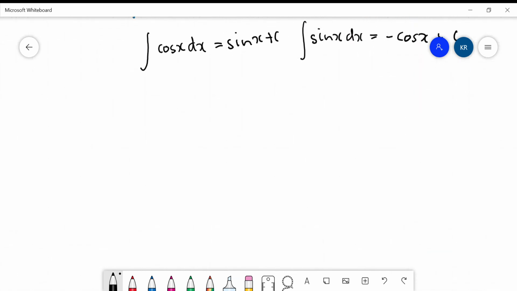Okay, so now we have a general idea of how to integrate trig functions. So let us now go more into depth about those. So if f of x is equal to sine 2x, if we differentiate that, we get f dash x is equal to 2 cos 2x.